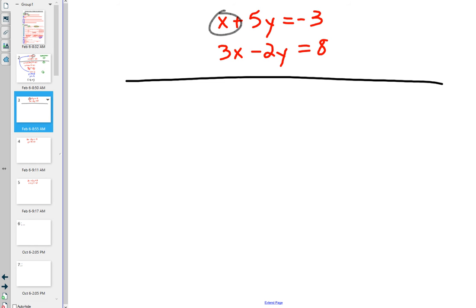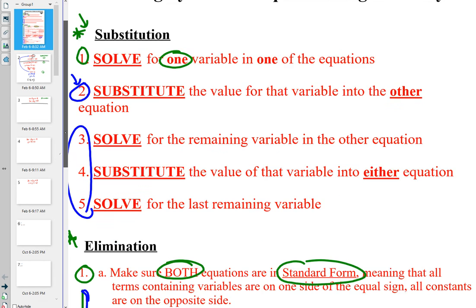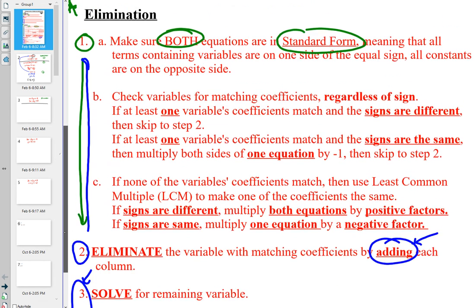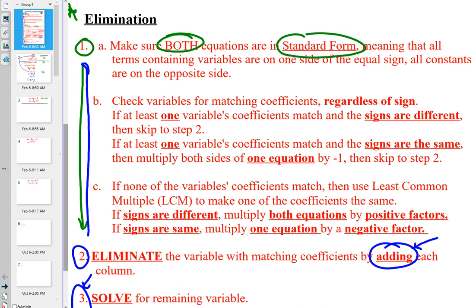But the nice thing about this is, what form are both equations in? Standard. What did I suggest to you for standard? Elimination. So in this one, I'm going to go ahead and do elimination. But unlike the last one with substitution, all of step one is not done. These aren't all necessarily things that you have to do, but they're all considerations that need to be made.